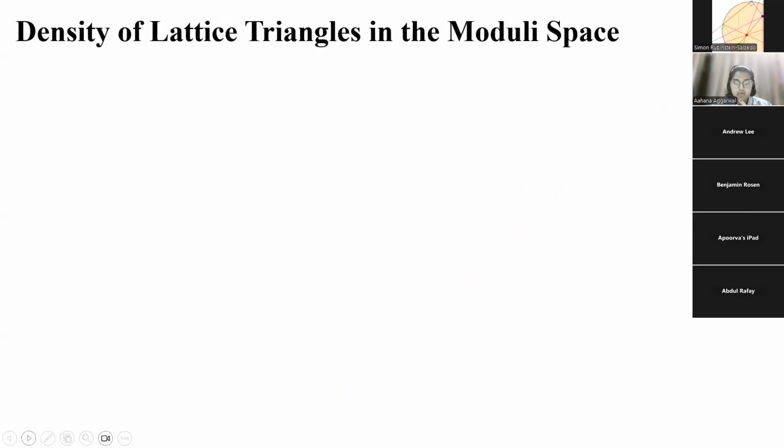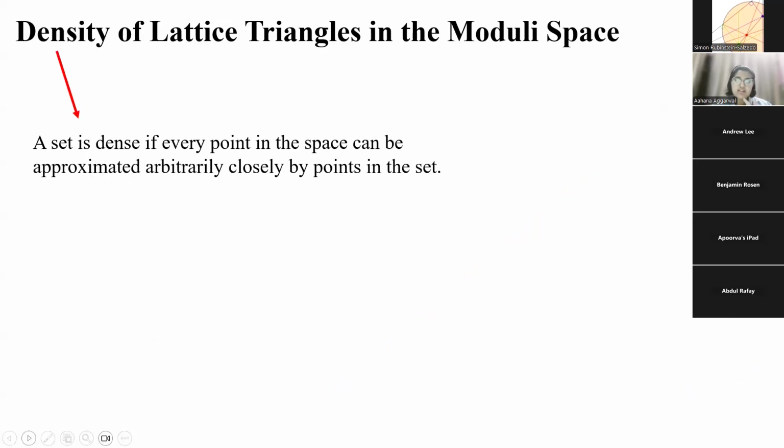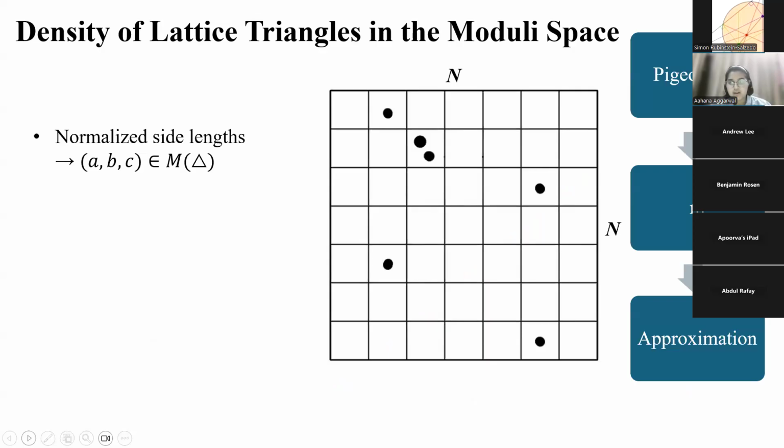Now, we also consider the density of lattice triangles in the moduli space. What do we mean by density? Density is just this. A set is dense if every point in the space can be approximated arbitrarily close by the other points in the set. So, to prove density of lattice triangles, we take a huge box of points and we approximate.